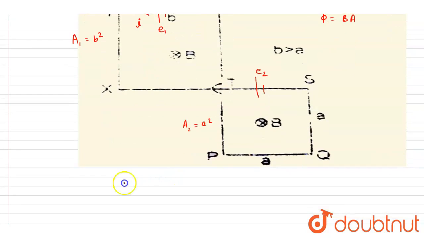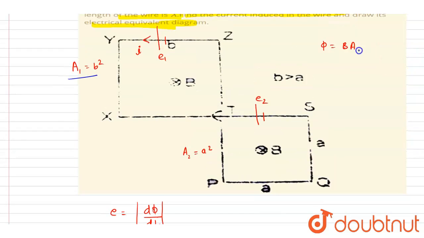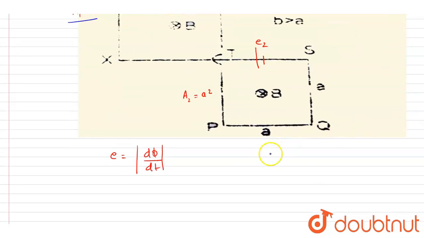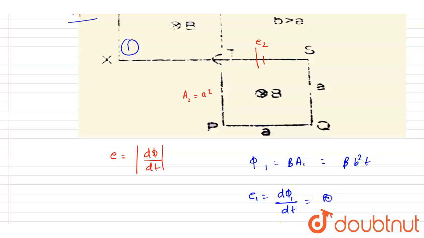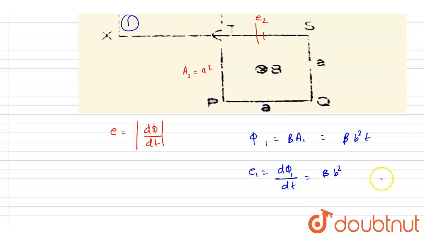So we know that E1 and E2, from Faraday's law, the induced EMF has magnitude d phi by dt. Direction we have already seen. The area we have already seen, and the magnetic field is beta T, right? So the flux through loop 1 is B into A1, so it is beta B square into T. So E1 will be d phi 1 by dt, so it is beta B square.